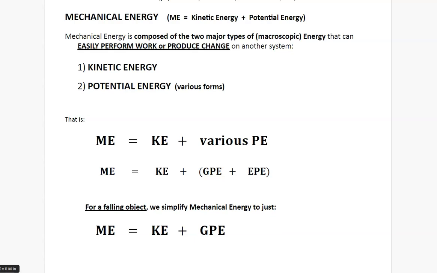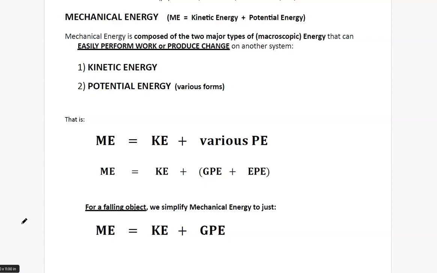I will tell you that we're going to go over each of these, and we're going to cover two forms of potential energy, the gravitational potential energy and the elastic potential energy. But for a falling object, it doesn't really involve any elastic potential energy. There are no springs involved when an object is just falling. What is involved is gravitational potential energy, because initially it starts off at a high position, and then as it falls, it will move, so it has kinetic energy. So the mechanical energy in a falling object is just the sum of those two energies.